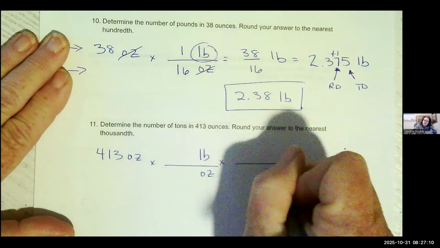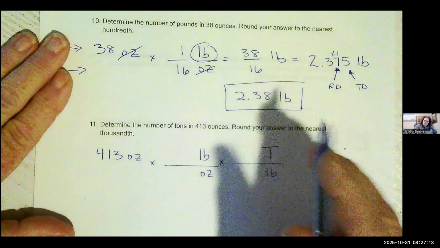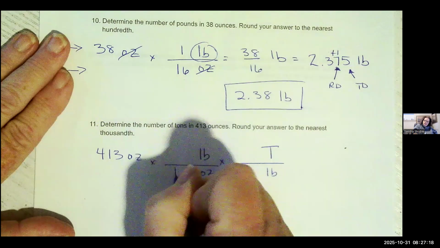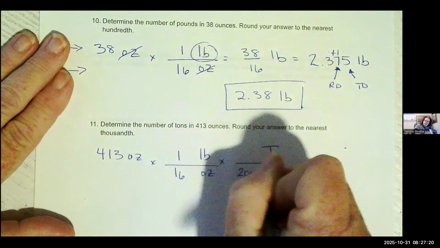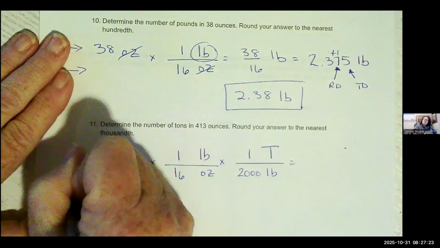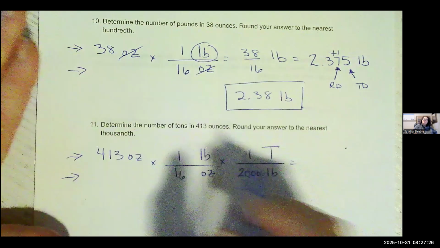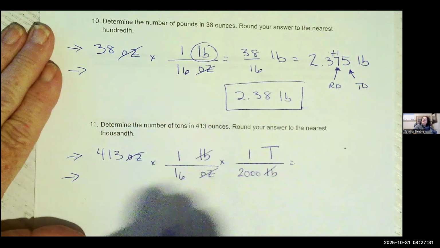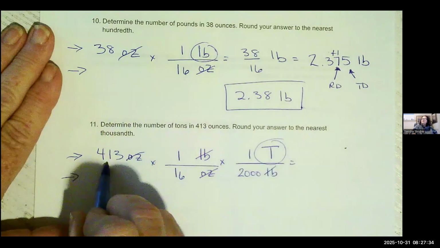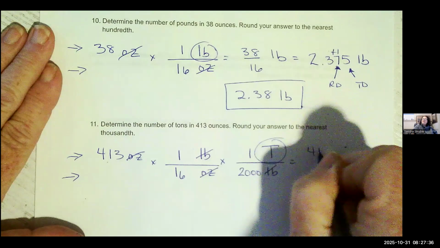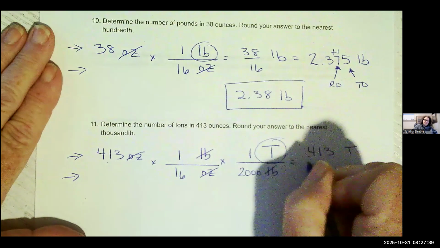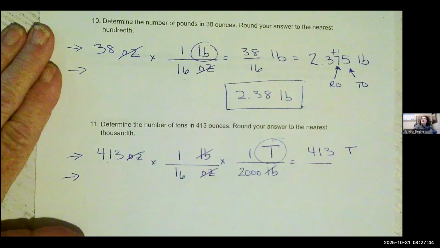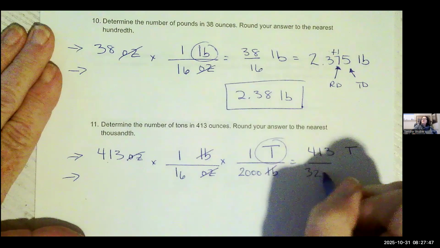All right, I do give you the abbreviation in all of your conversions. So there's 16 ounces in a pound, and there's 2,000 pounds in a ton. Multiplying straight across, make sure your units cancel out top, bottom. Ounces top, ounces bottom, pounds top, pounds bottom. Left with tons, fantastic. 413 times 1 is 413 over 16 times 2,000, 32,000. Make sure you divide. Do not leave this in fractional form.